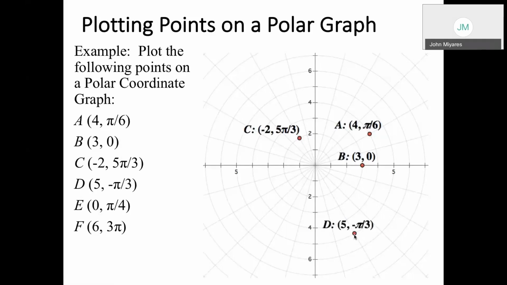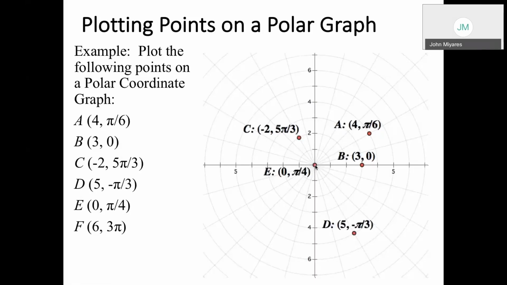For 0 comma pi over 4, well, pi over 4 is this third azimuth coming out of the pole in the first quadrant. However, we have a radius of 0, which means that we're really not going anywhere from the pole. So our point ends up being right here at the pole.